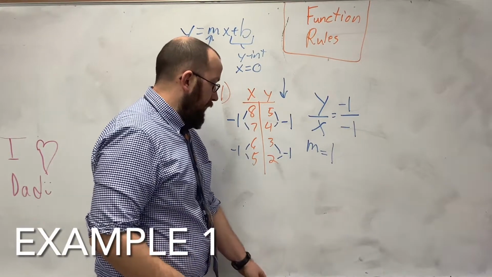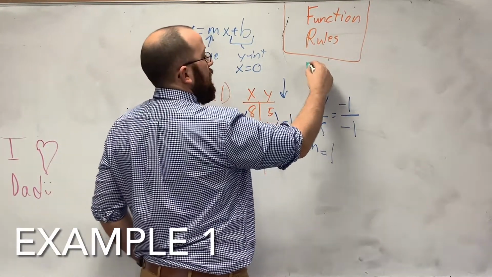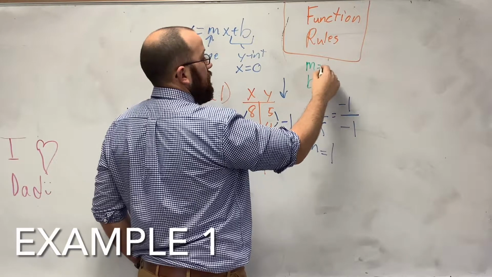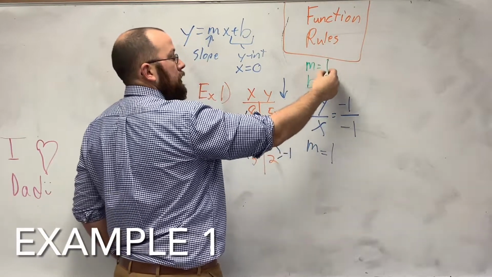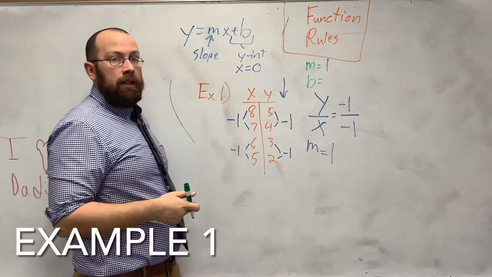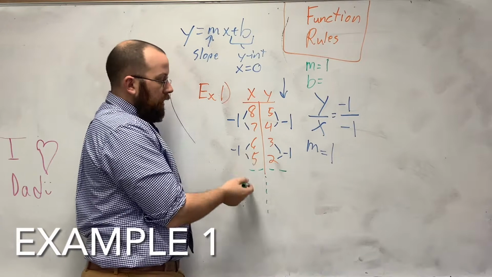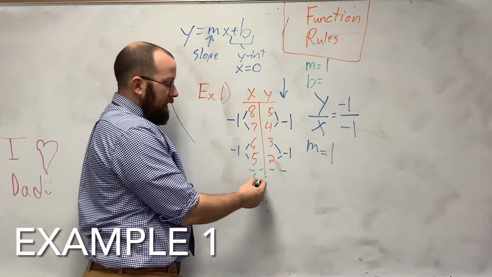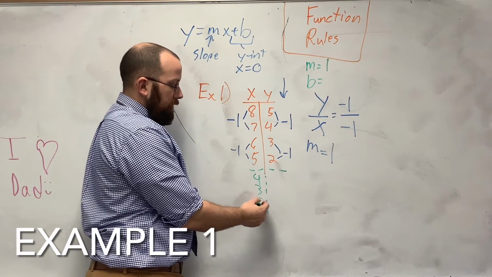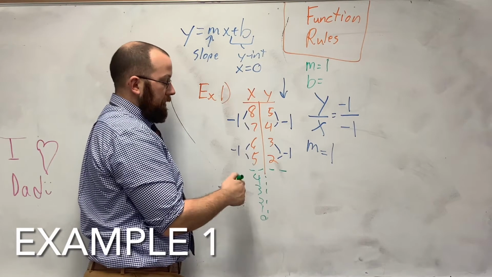Now I have to find my b. Every time I'm looking for my m and my b. My m is called my slope. My b is my y-intercept, where x has to equal 0. If I look at my chart here, it's already going in that direction. So if I say 4, 3, 2, 1, 0, that's how I'm going to find my y-intercept.